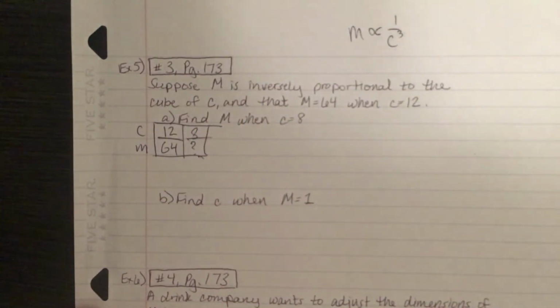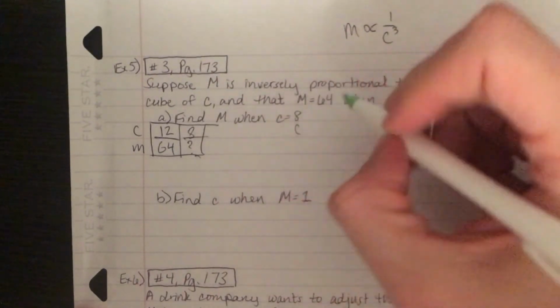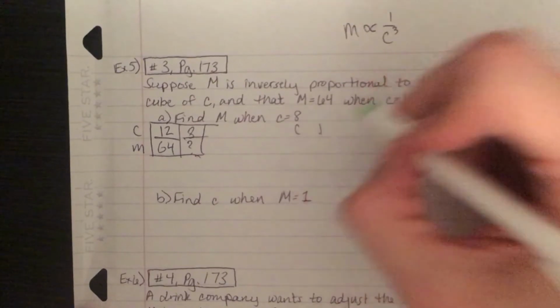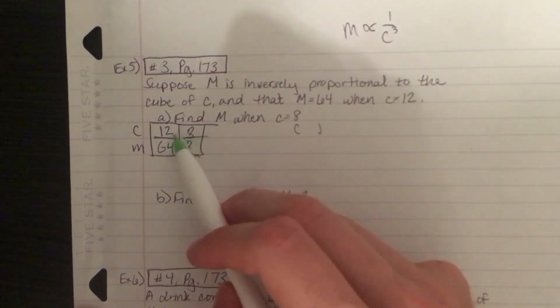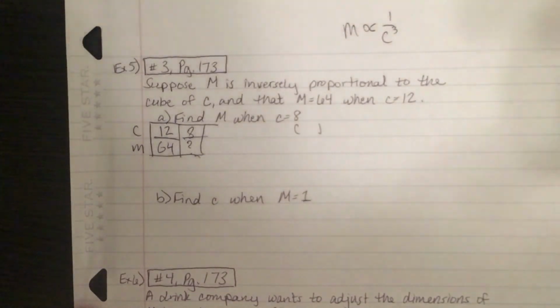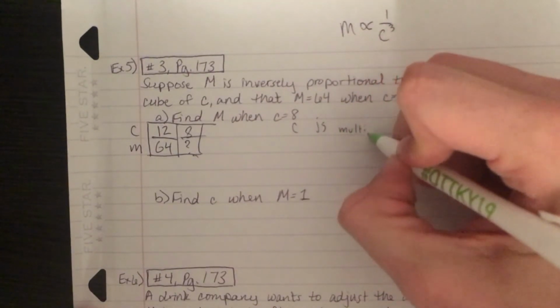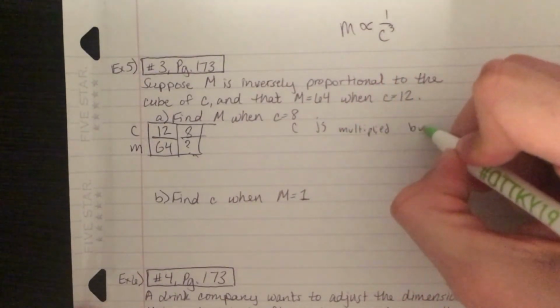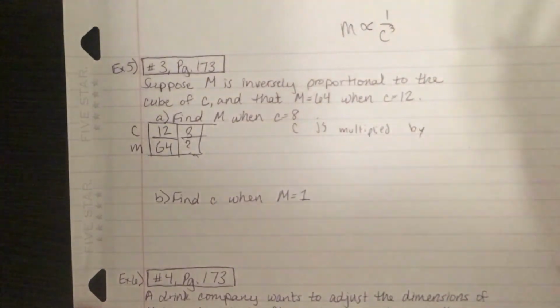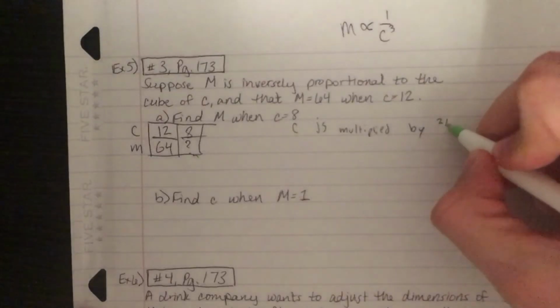So we see that c decreased here. And so what we've got to try to do is say, okay, well, c got multiplied. So what could we multiply 12 by to get it down to 8? We need to figure that out real quick. So c is multiplied by, what would that be, 2/3? Yeah, so 2/3 of 12 is 8.